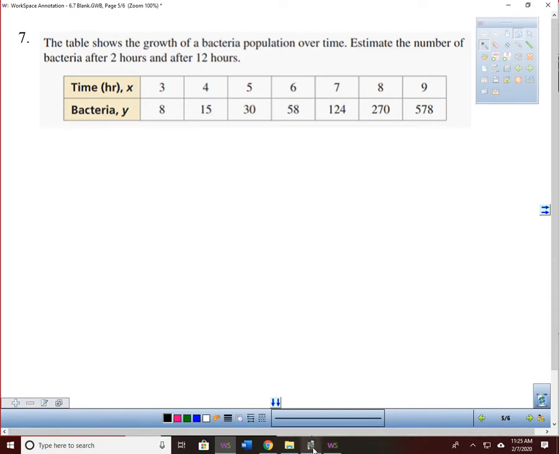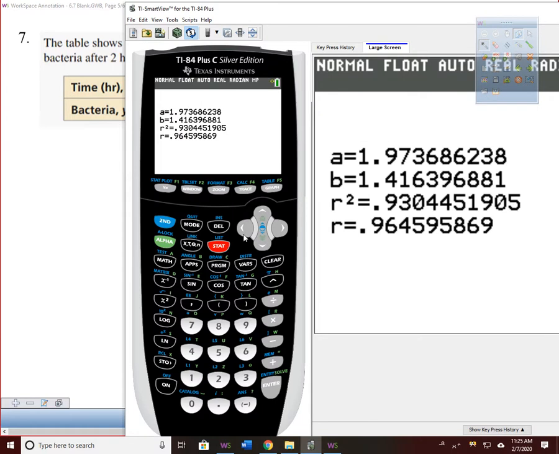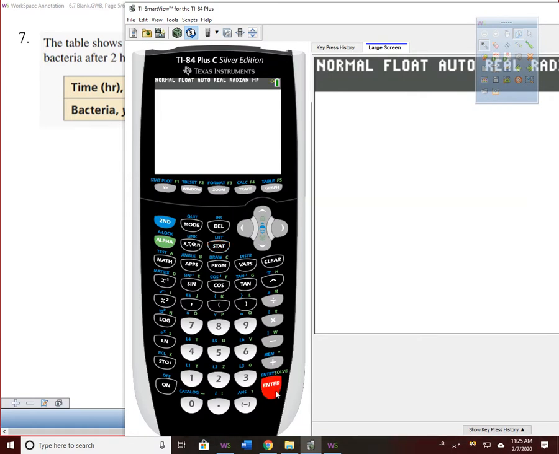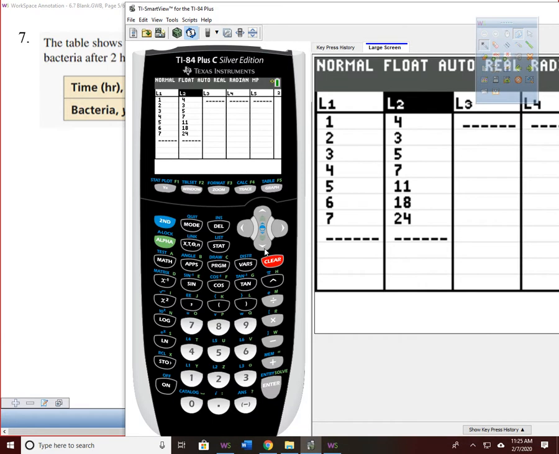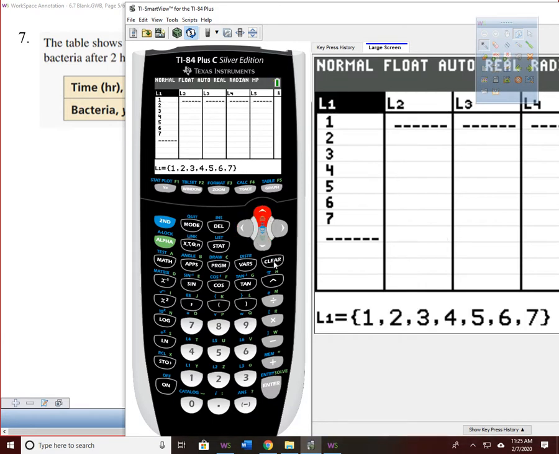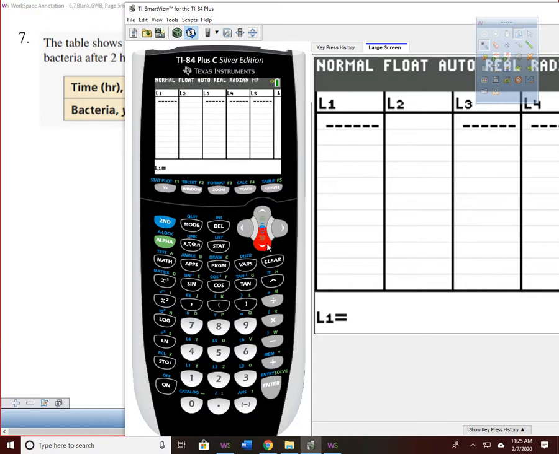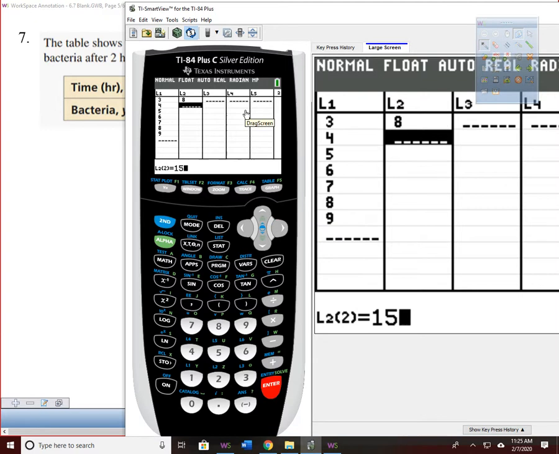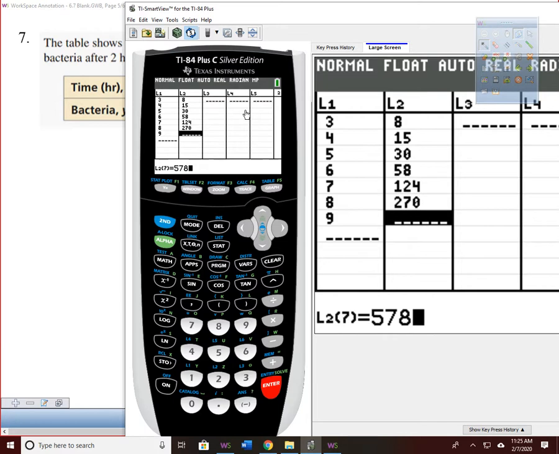So I'm going to grab the calculator and put those in. I go to Stat and Edit, and clear out both my lists. For list 1, time, you have 3, 4, 5, 6, 7, 8, 9. Make sure you press Enter after all of that. Then for the bacteria, which is your Y, 8, 15, 30, 58, 124, 270, and 578. It's very important to make sure that your numbers are correct.